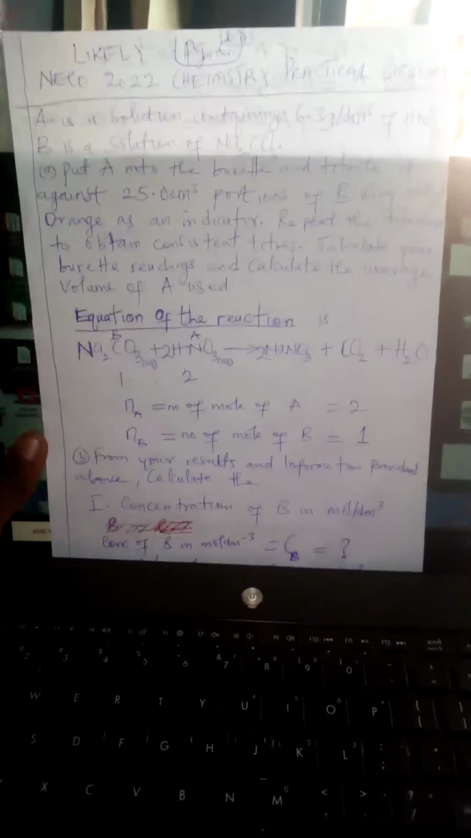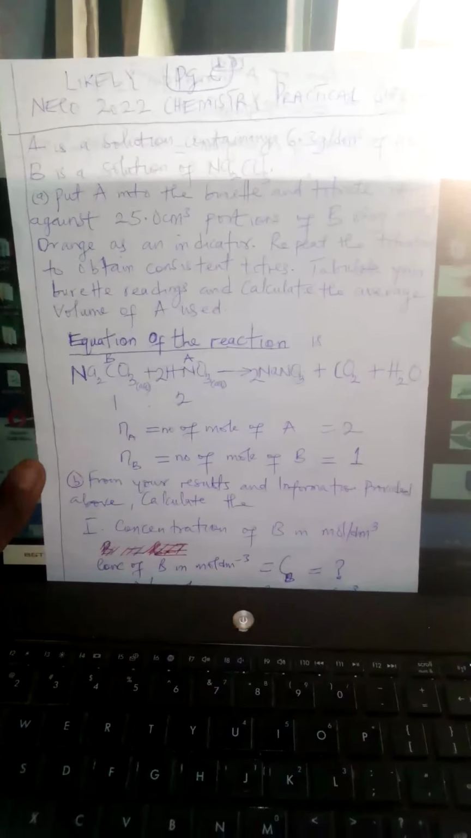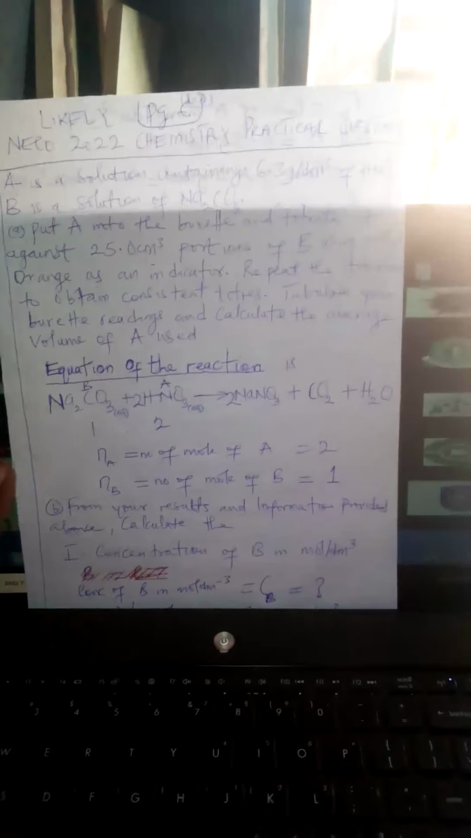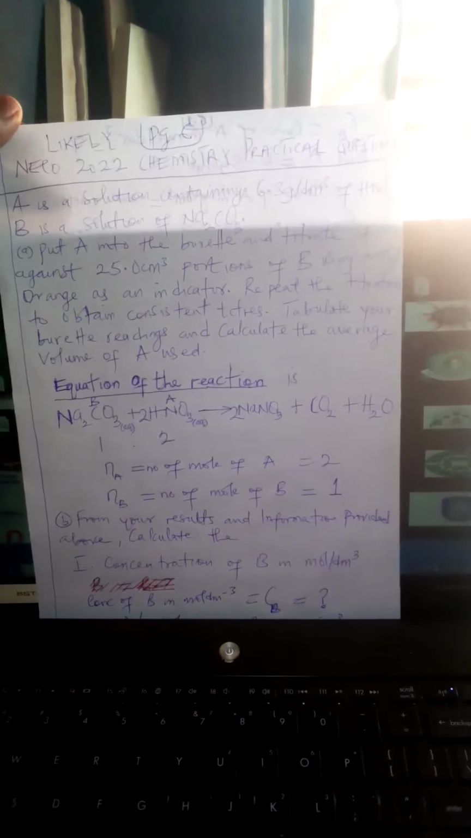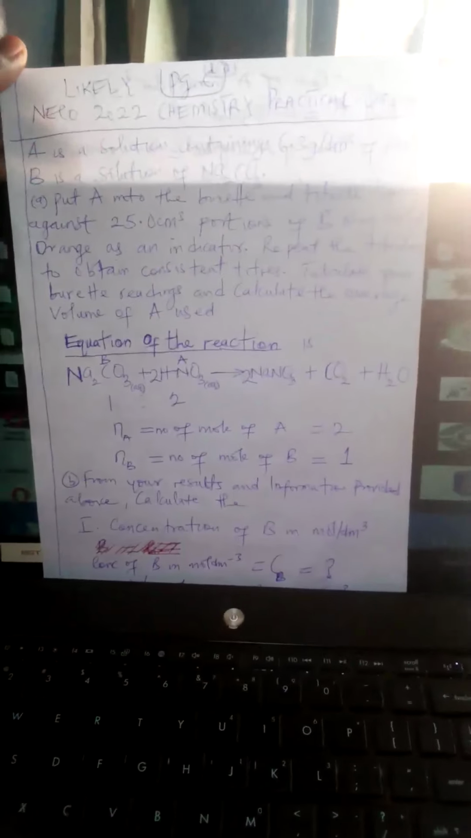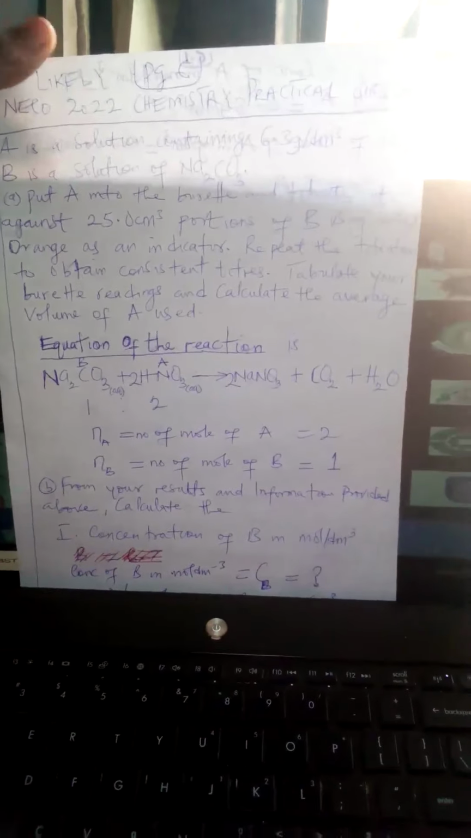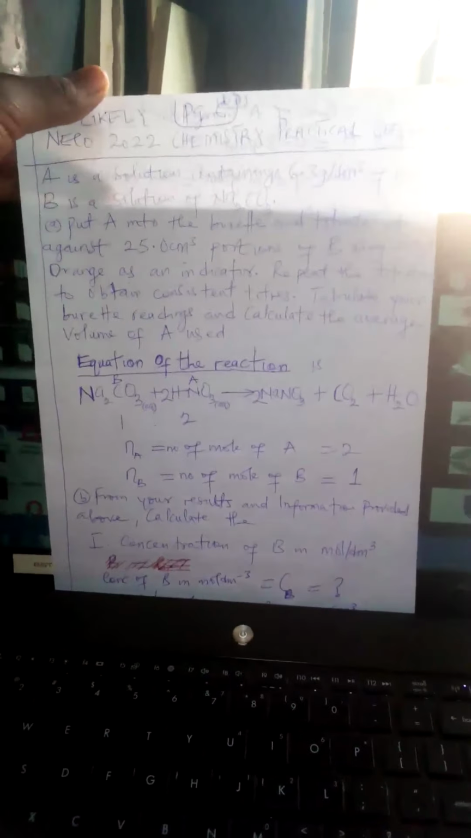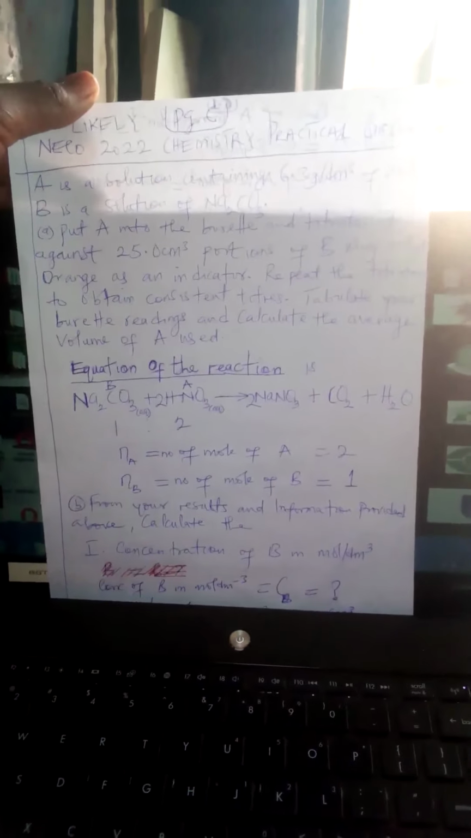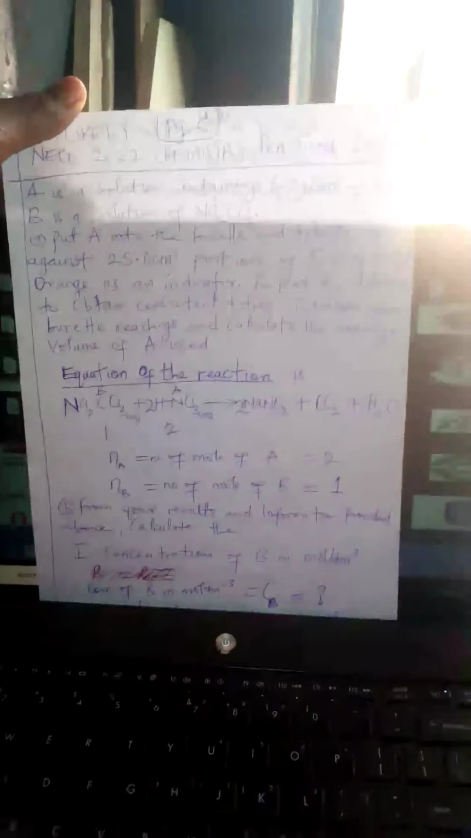Likely NECO 2022 chemistry practical question. So A is a solution containing 6.3 gram per dm cube of HNO3. B is a solution of Na2CO3. Put A into the burette and titrate it against 25.0 centimeter cube portions of B using methyl orange as indicator. Repeat the titration to obtain consistent titers. Tabulate your burette readings and calculate the average volume of A used.